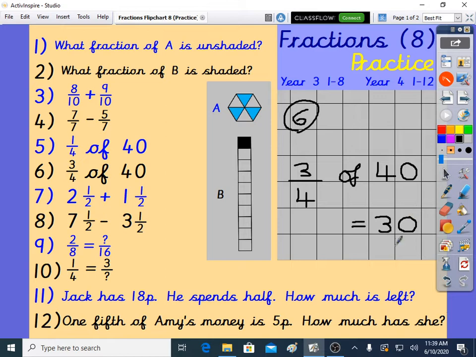10, 20, 30. Okay, so what you're doing in these 3/4 of 40 questions is you're getting your quantity, 40, you're dividing it by the bottom. 40 divided by 4 is 10, and then you take that 10 and you multiply it by the top. 10 times 3 is 30. That's how we get 3/4 of 40 as 30. On to question 7. What are we doing here? Doing some adding with some halves.